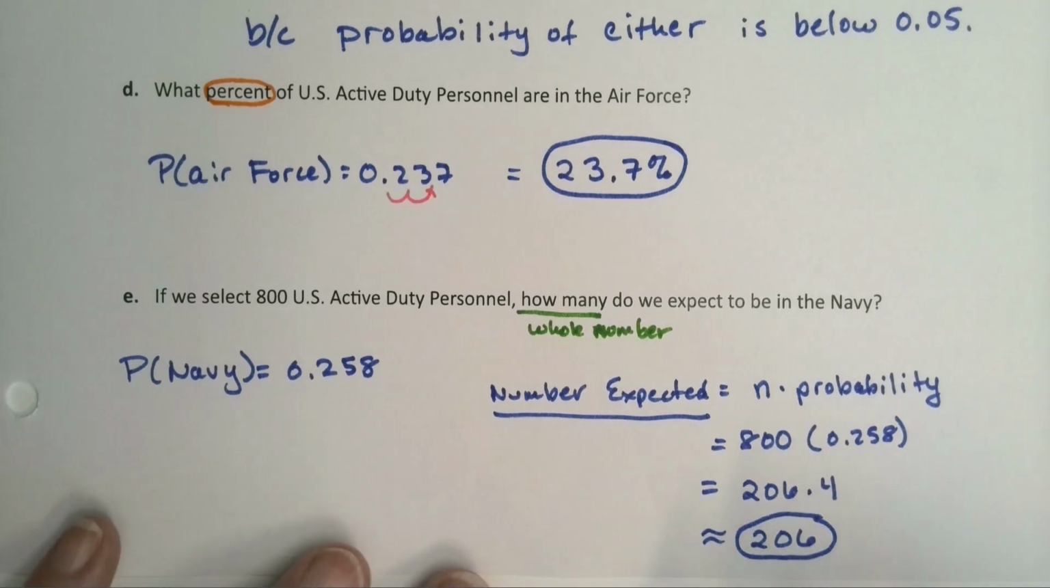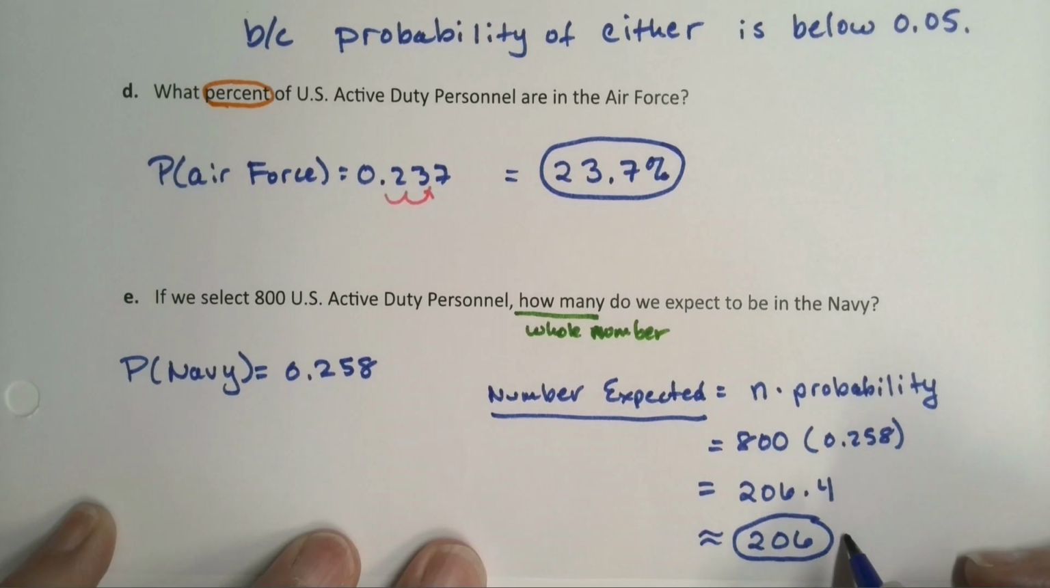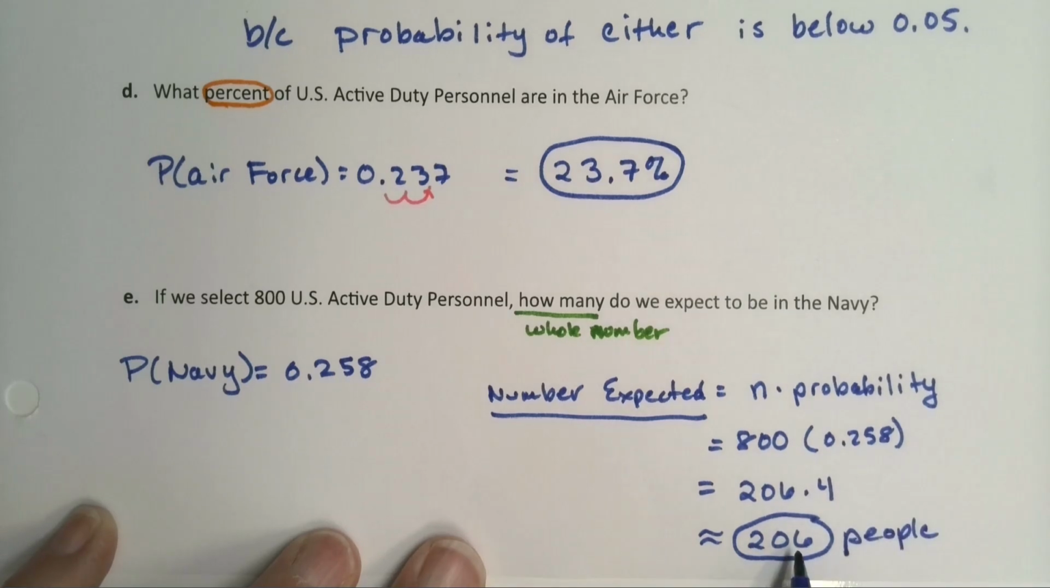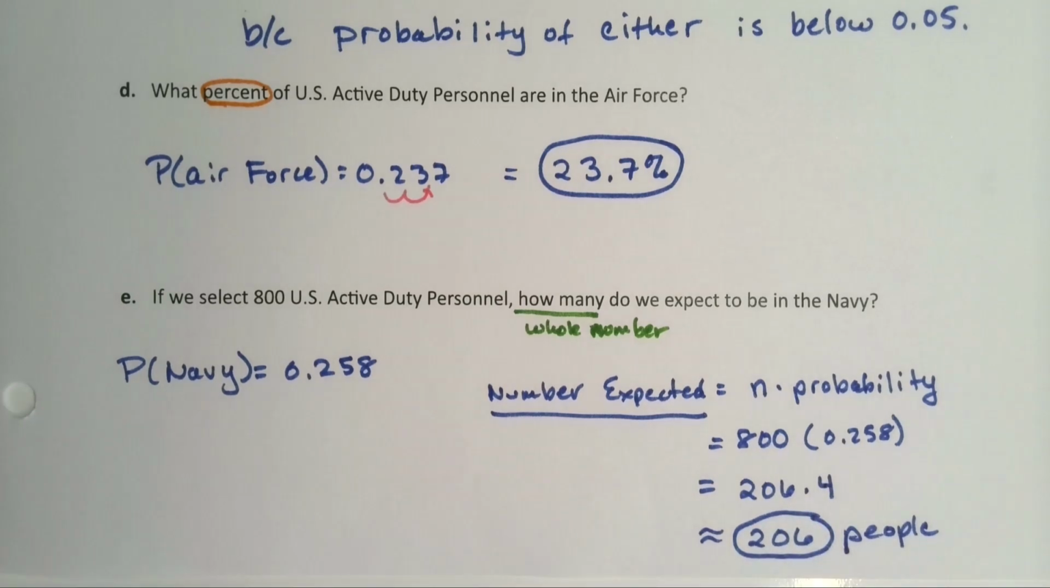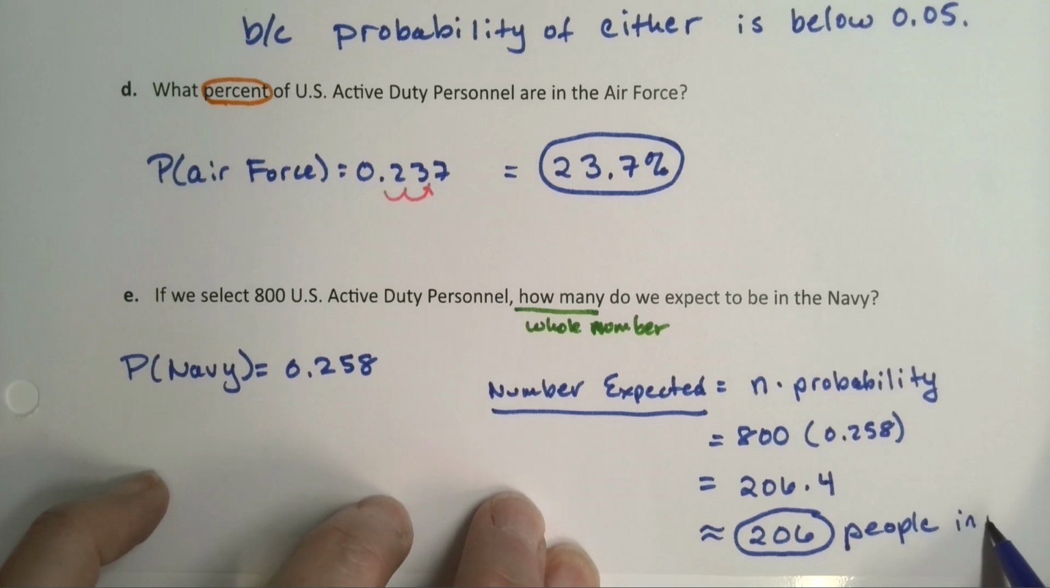And I will say that I'm going to round this to people. I'm going to round it to a whole number, right? Because you can't have 0.4 of a person in the Navy. So we're going to round it to 206 people technically in the Navy that we think, right? We think it would be around 206 in the Navy.